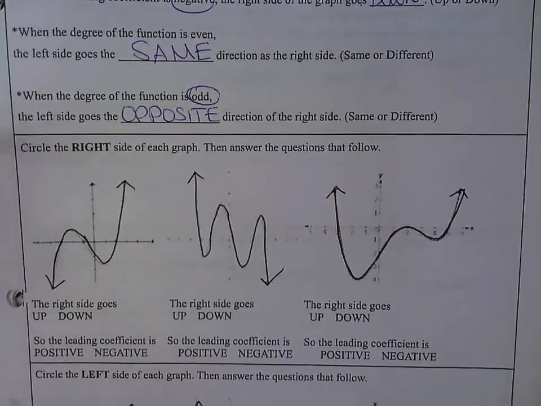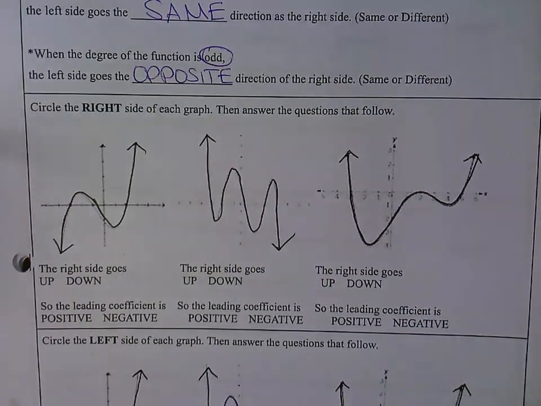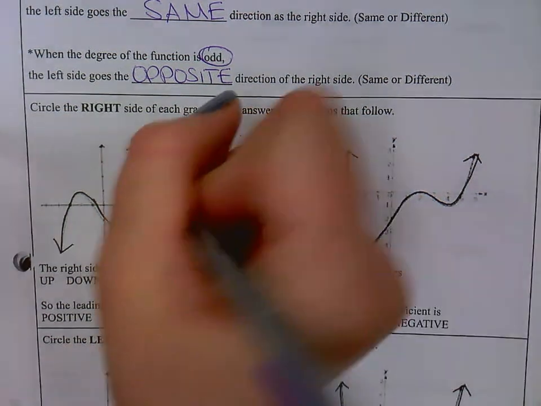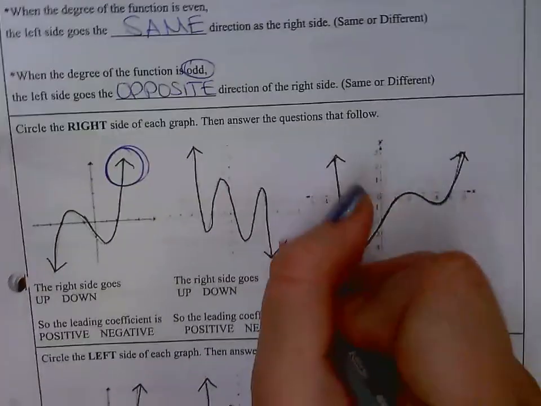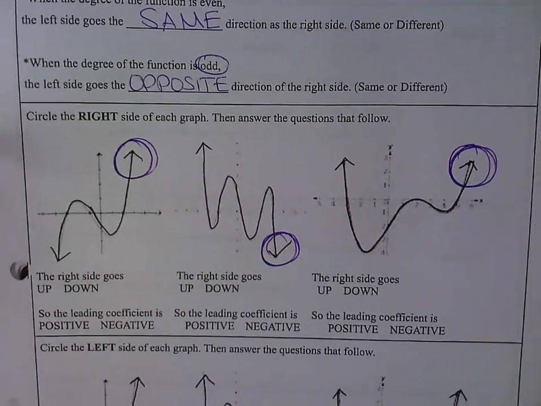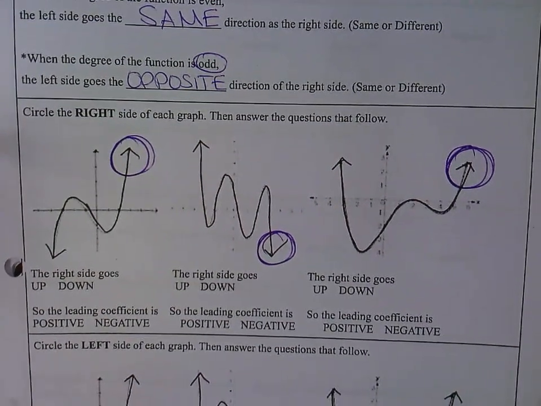So I wanted you to circle the right side of each of these graphs. Where is the right side? So the right side is this one, the right side is this one, and the right side is this one. You have to know what I'm talking about. What is the right side of the graph? So for each of these, let's just circle.